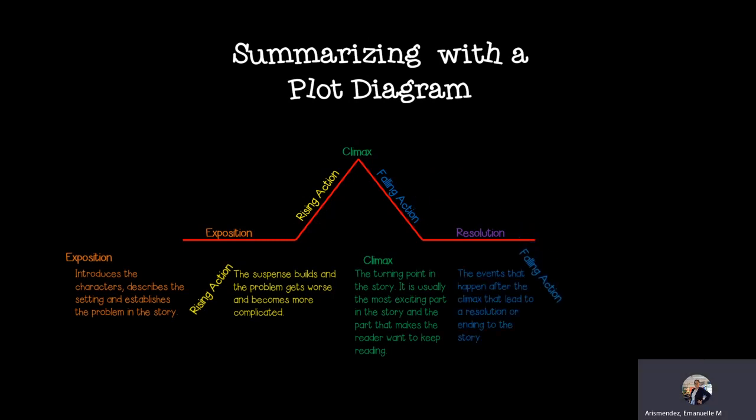Falling action. What is falling action? Those are the events that happen after the climax that lead to the resolution or the ending to the story. And finally, what is our resolution? Our resolution is the outcome of the story. It's how things end up or turns out for the characters.